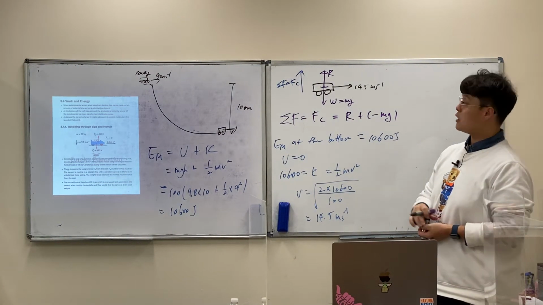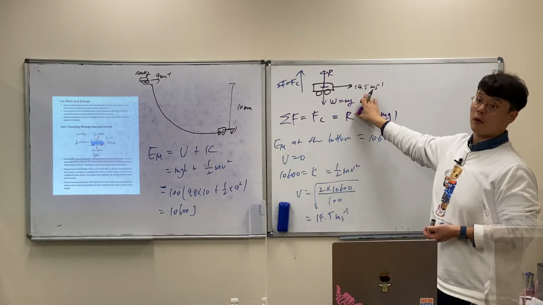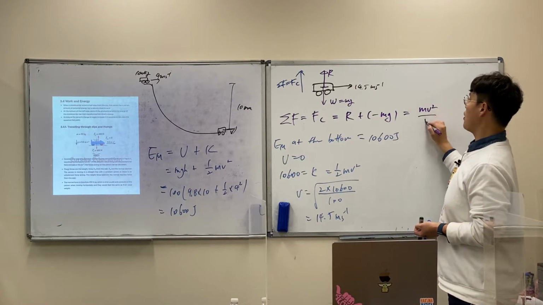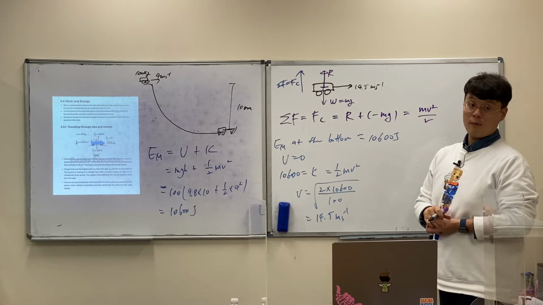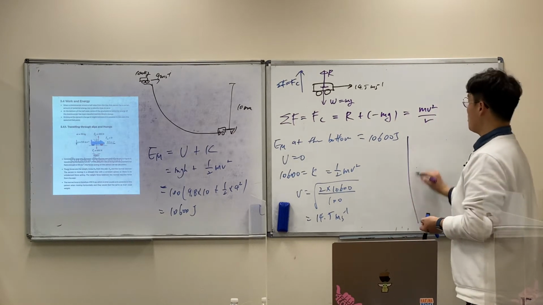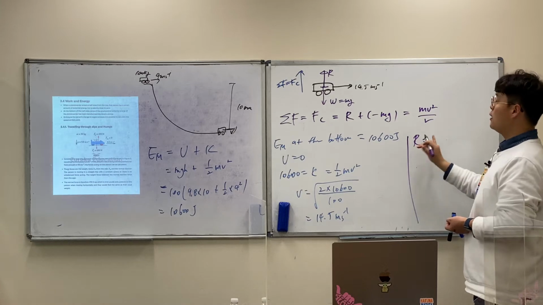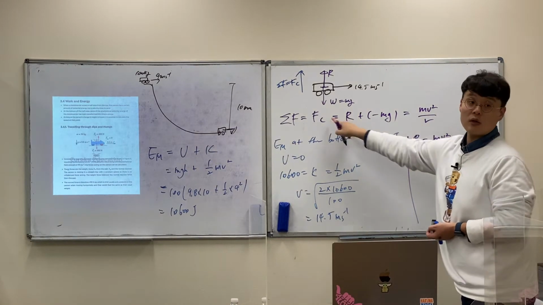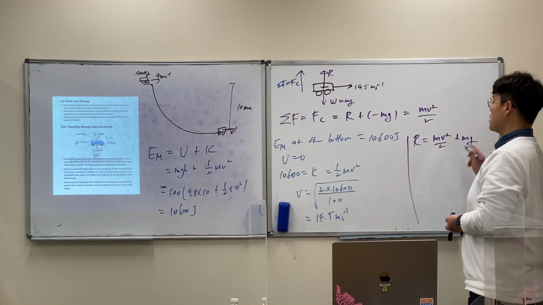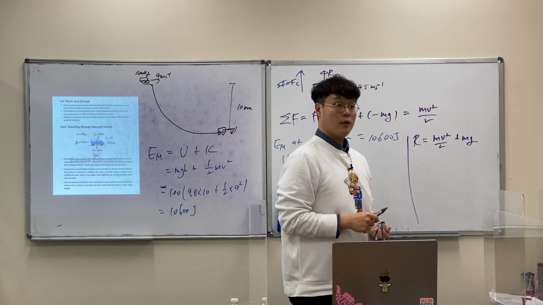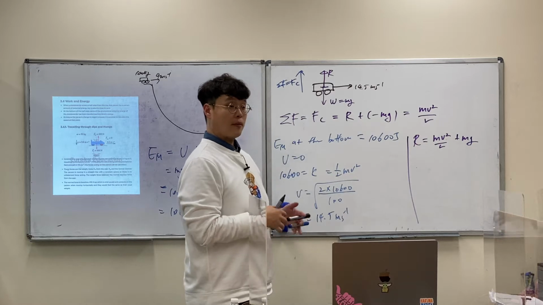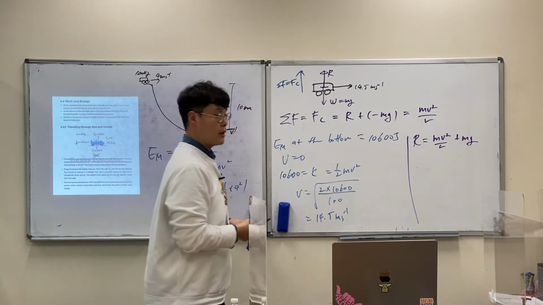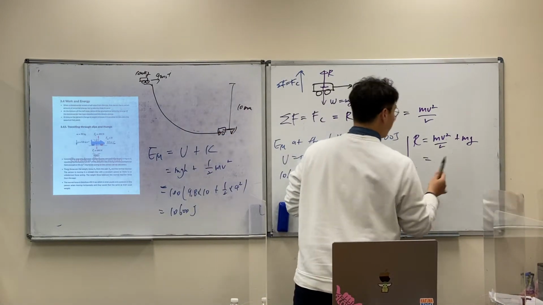I gave you that 14.5 on purpose to find the normal reaction force. What would Fnet be? mv squared over r. Then, what can you tell me about R? R would be mv squared over r, and moving that over here, you get plus mg like this. Do you remember we did something similar for the elevator? Similar things happen here.